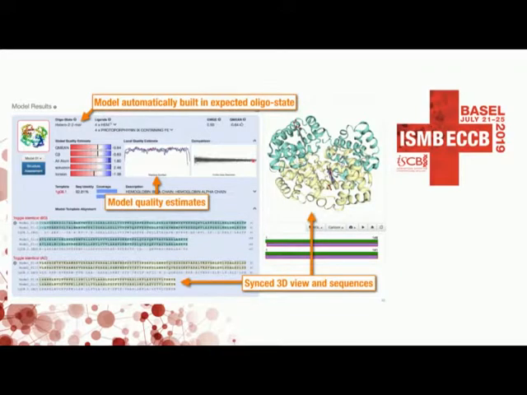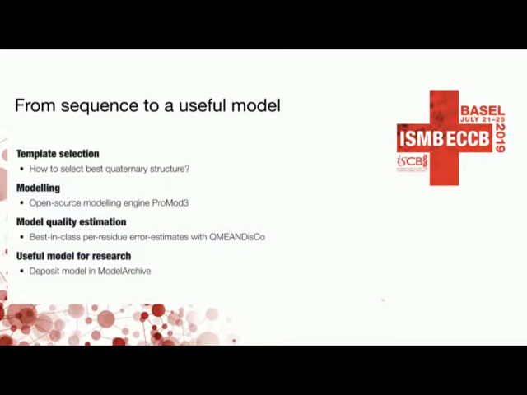Now, for the remainder of the talk, I'd like to focus on 4 elements of Swiss model and its surroundings. One being the template selection feature. It's a reasonably recent addition that we did to automatically select the best quaternary structures, and tell you a bit about that. Our modeling engine, which once you selected a template, generates the final model. We open sourced that last year, and I'm going to show you that too.